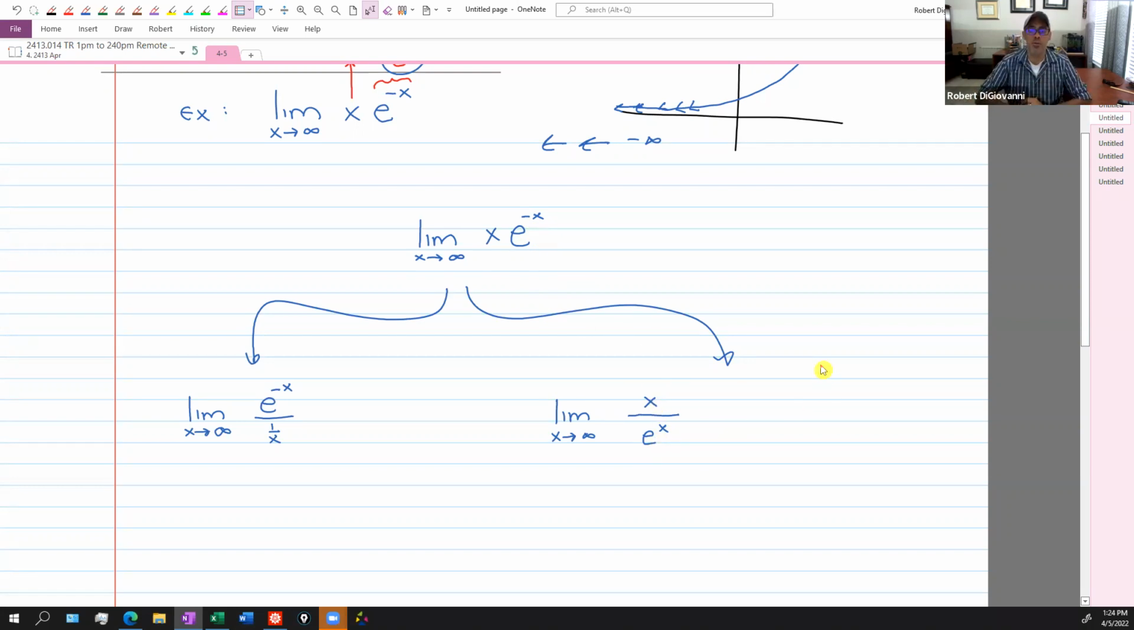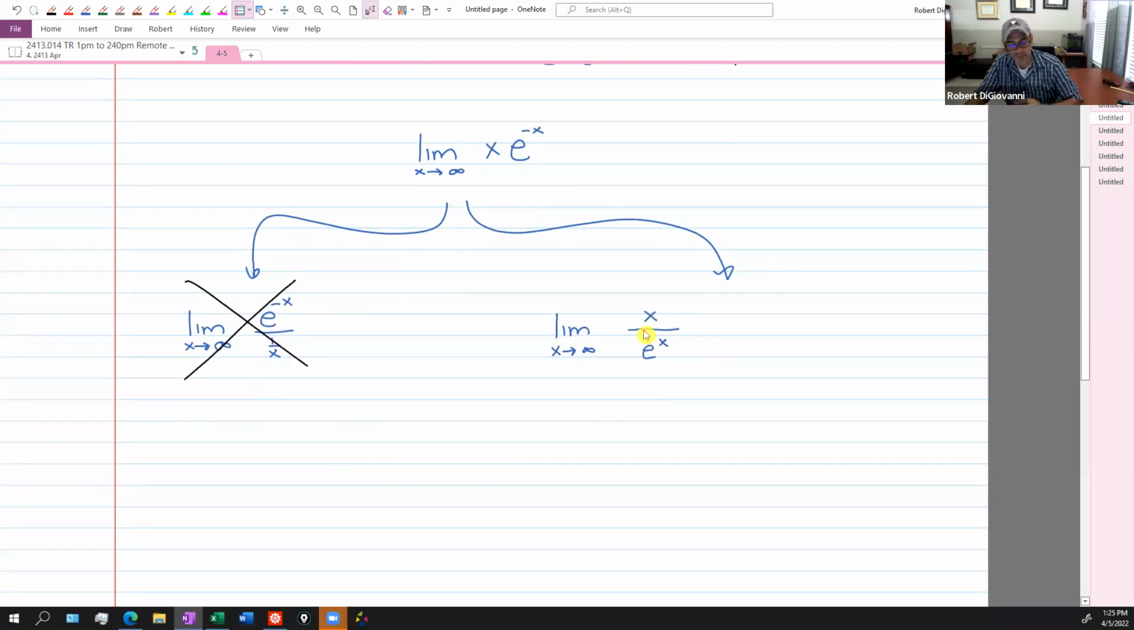Which one of those two would you rather do the derivative of the top and bottom of? The left or the right? The right, because these derivatives are easy. Derivative of x is 1. Derivative of e to the x is itself, e to the x. Over here, I'm going to take the derivative of e to the -x, which is pretty easy, but there's some chain rule involved here. And then I take the derivative of 1 over x, which we did a second ago, is -1 over x squared. I think this is probably better. Don't feel like dealing with that. I'm going to do it this way.